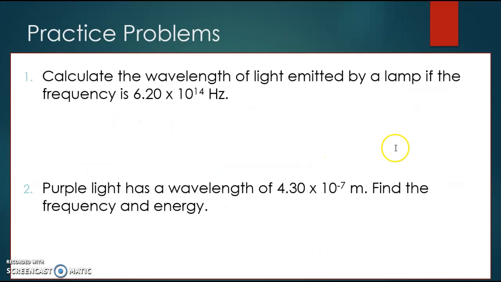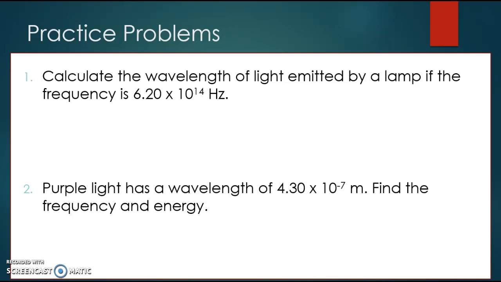All right, so we need to be able to solve some problems using these equations here. So if you look in your notes here, I've got two examples for you. First one says calculate the wavelength of light emitted by a lamp if the frequency is given to you and it's 6.20 times 10 to the 14th hertz. So looking at this problem, we need to figure out what we need to find. Okay, so we need to find the wavelength.